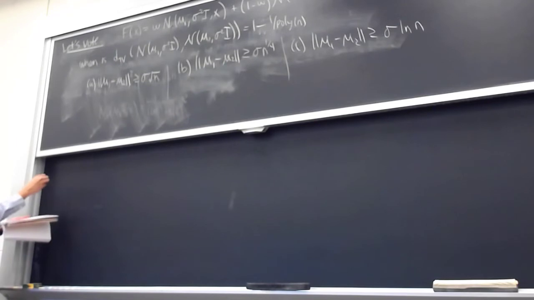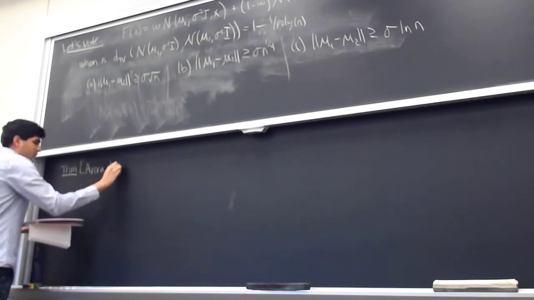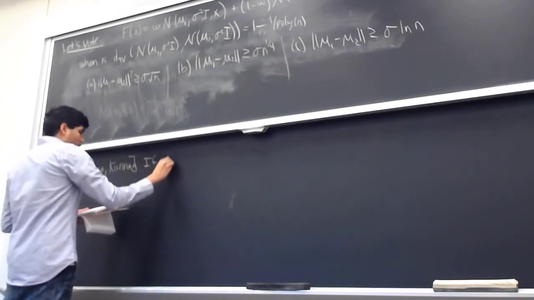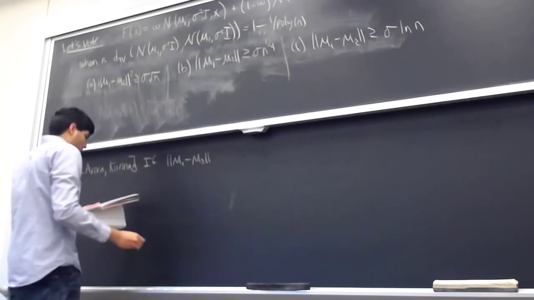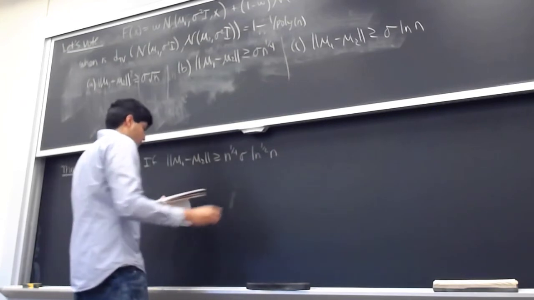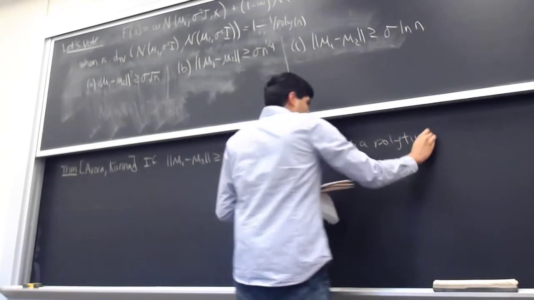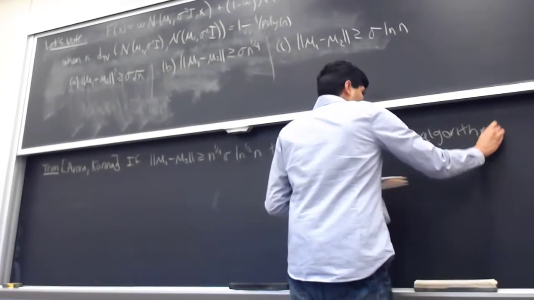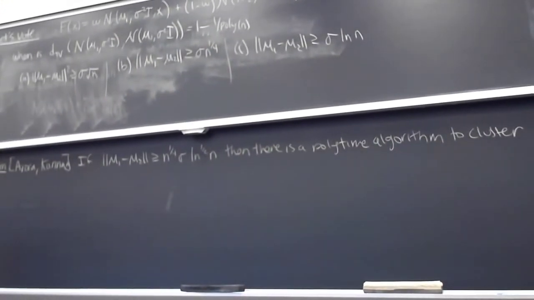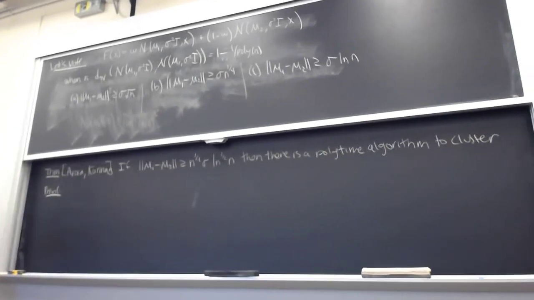So, this result is the result of Arora and Kannan. It's a simplified exposition of their proof, in a simplified setting. What we're going to show is that if mu1 minus mu2 is at least n to the 1/4 sigma root log n, then there is a polytime algorithm to cluster the samples. And we're just going to use fact 3. That's it. The proof of this is surprisingly straightforward. It's a very simple proof.